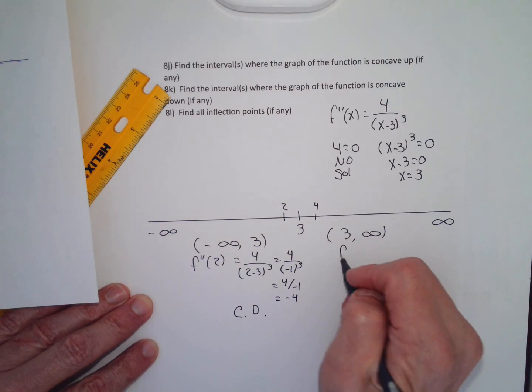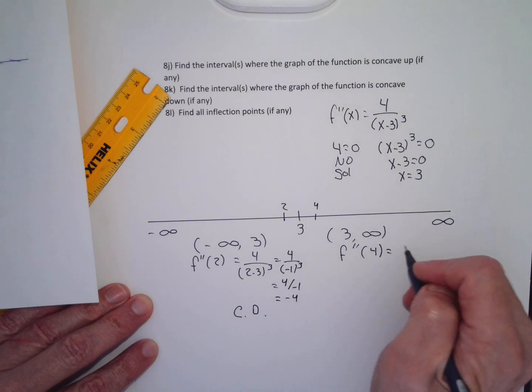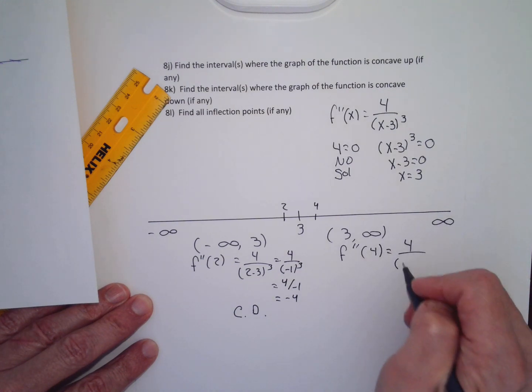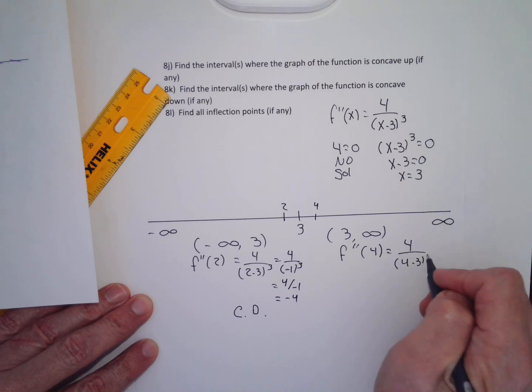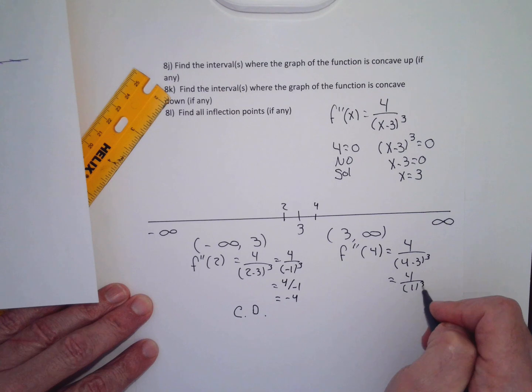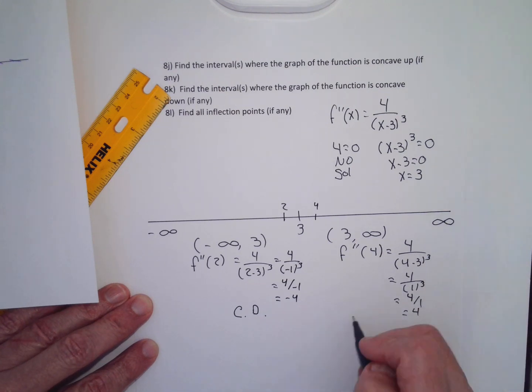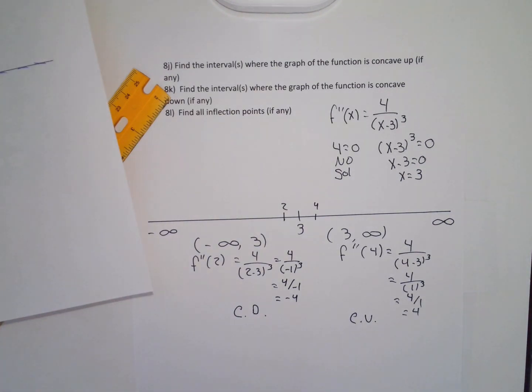In the right interval, I'll do f double prime of 4, which is 4 over (4 minus 3) cubed, which is 4 over 1 cubed, which is 4 over 1, which is positive 4. Notice I'm not pulling out my calculator because it's hard for me to enter these fractions on my calculator. It's not so hard for me to do these in my head. So the graph goes concave down and concave up.